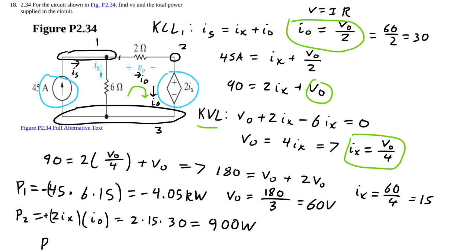So power supplied equals P1. So we have 4050 watts being supplied in this circuit. Now don't worry so much that the source is dissipating or consuming power. It doesn't violate any laws of physics or anything. It just means that instead of sourcing current, this is sinking current, which is something that happens a lot of the time in electronics.